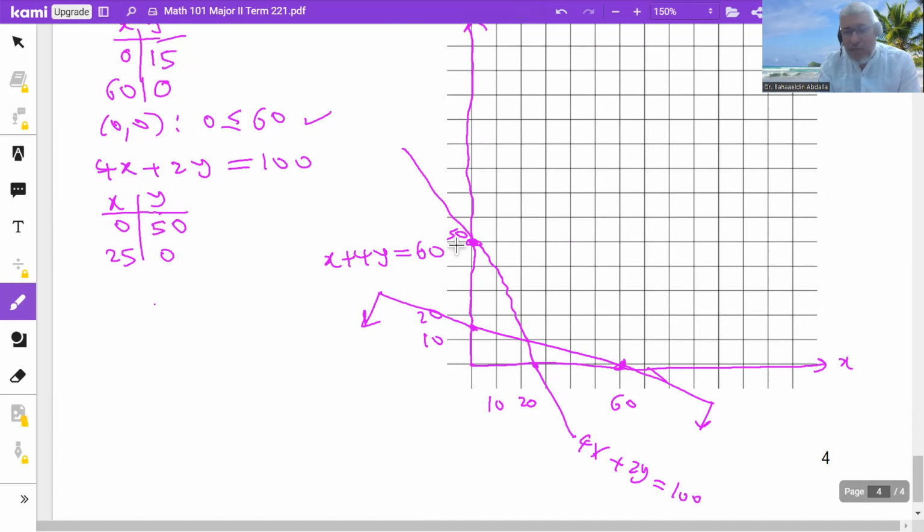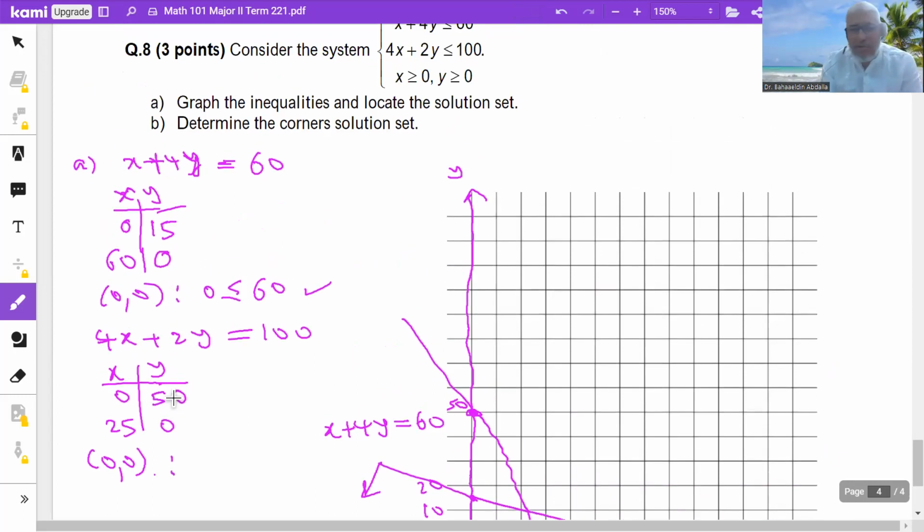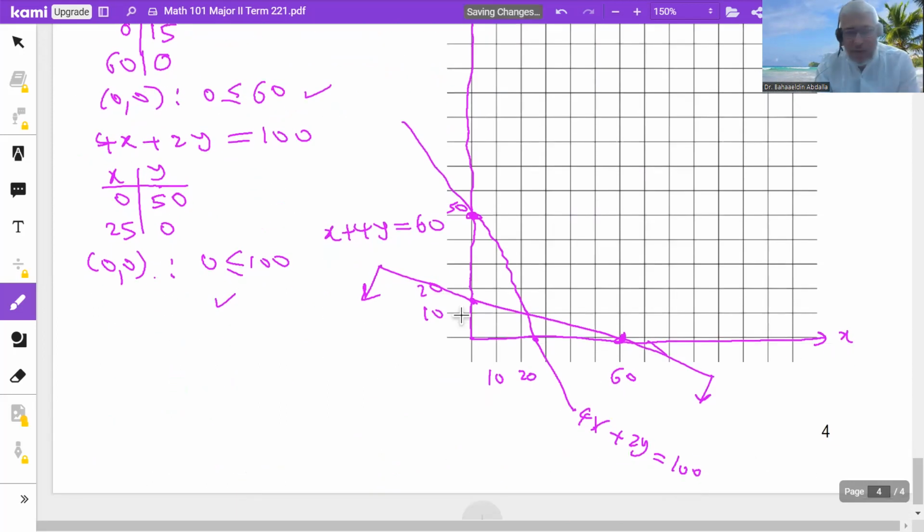Now, this is the graph of the line, but what is the graph of the inequality? Is it the half plane above the line or below the line? To find out, let us choose again (0, 0), because (0, 0) belongs to one of the halves. Replace x by 0, so I'll have 4 times 0 plus 2 times 0, that's 0, less than or equal to 100. Is this correct? Yes, 0 is actually less than 100. So the solution is here, below this line.